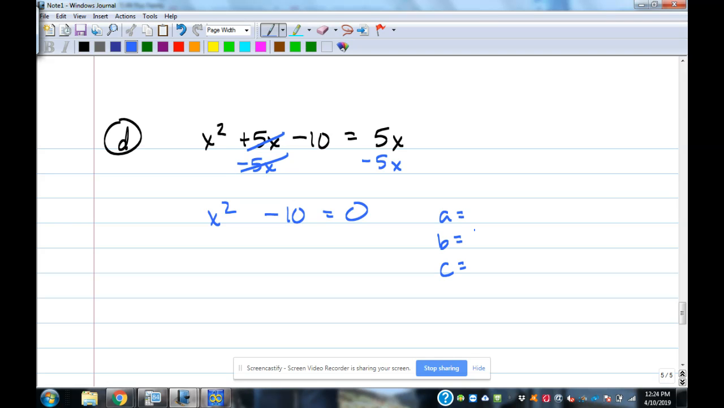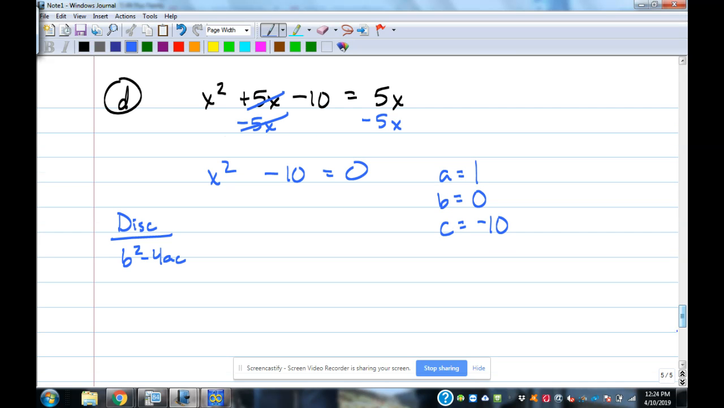What's A? 1. That's what's in front of x squared. And B would be, no, 0, because B is always in front of what? Plain x. Is there a plain x in that problem? No, so that's why B is 0. And then C would be -10. That missing piece is a 0. Be careful of that. And so the discriminant, b squared minus 4ac.